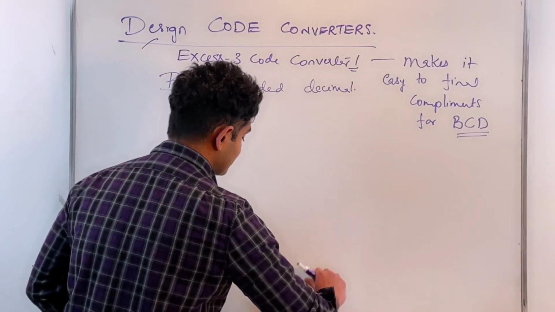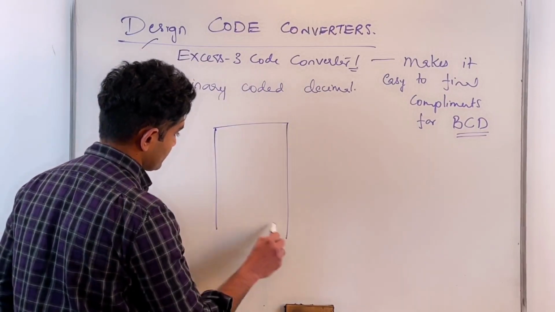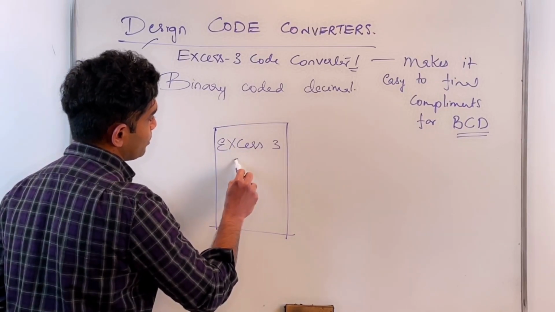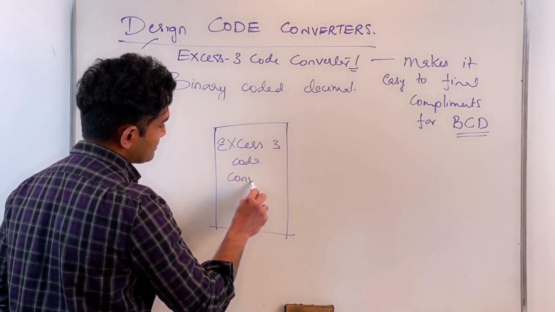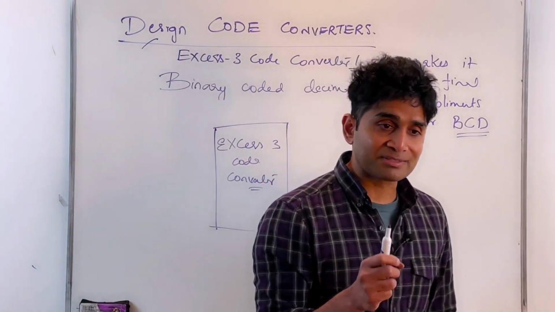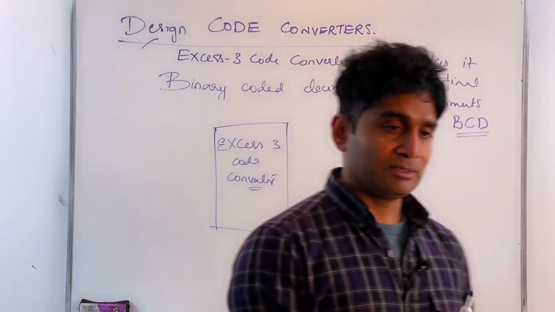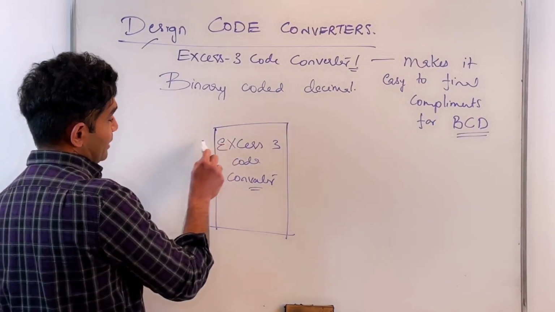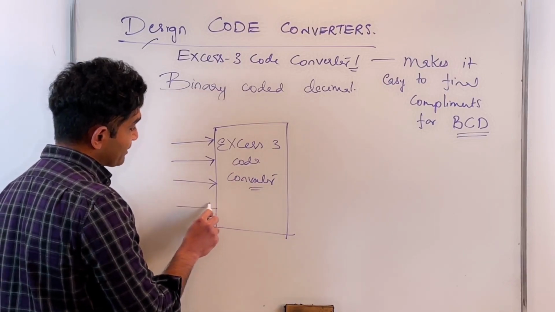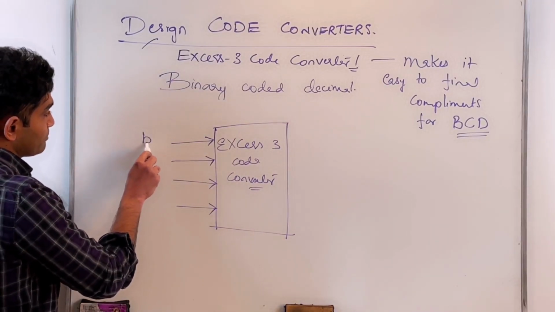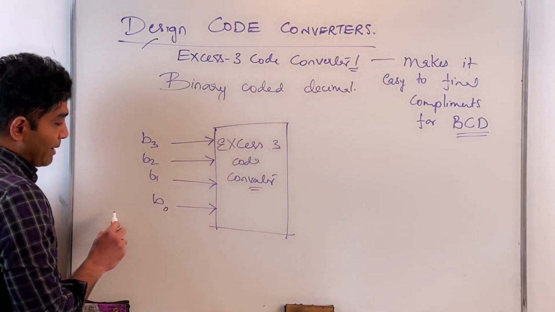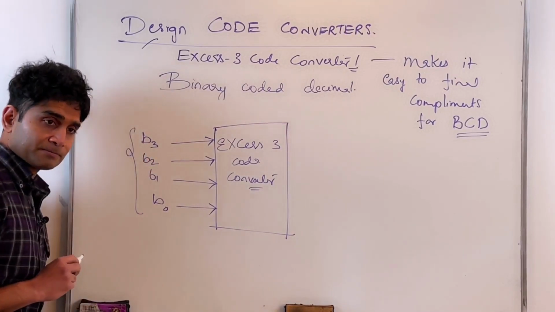So what we are trying to do is design a system, an XS3 code converter, where the inputs to the system are the binary coded decimal digit. Okay. So first of all, I need to identify what my inputs are. My input for this particular case is the binary coded decimal digit. So let me call that B3, B2, B1, B0, because each digit is encoded with 4 binary bits. So I will have 4 inputs going in.